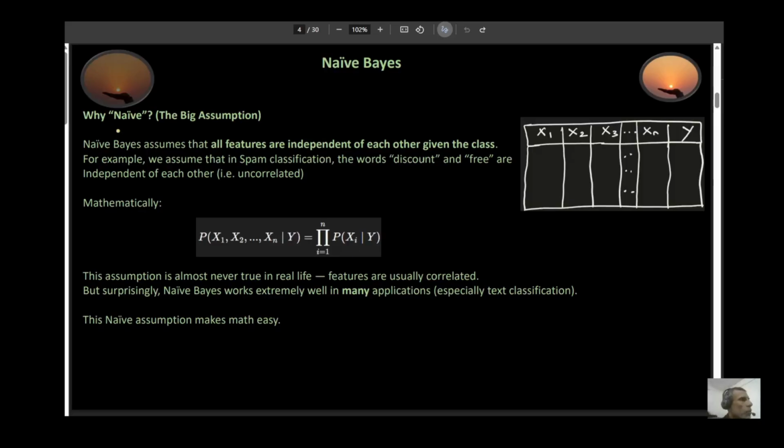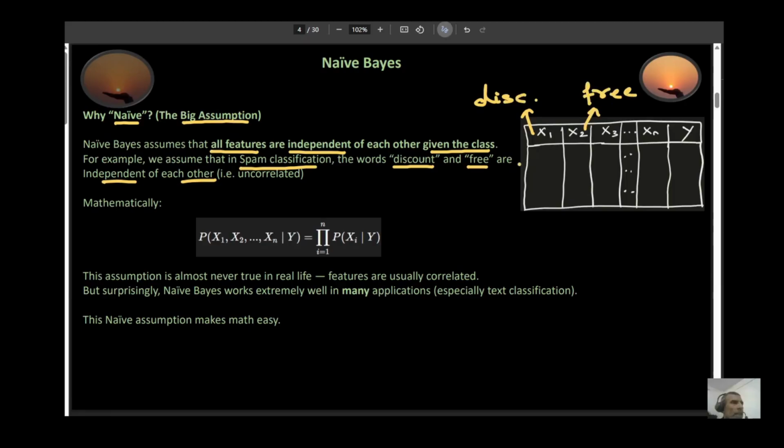Now, why do we use the word naive in the naive Bayes classifier? Well, that's because it makes a big, unrealistic assumption. And that unrealistic assumption is that all features are independent of each other in a given class. So let's understand this through an example. In the case of spam classification, we assume that the words discount and free are independent of each other. So let's say this is my X1, and this X1 represents the word discount, and X2 represents the word free.